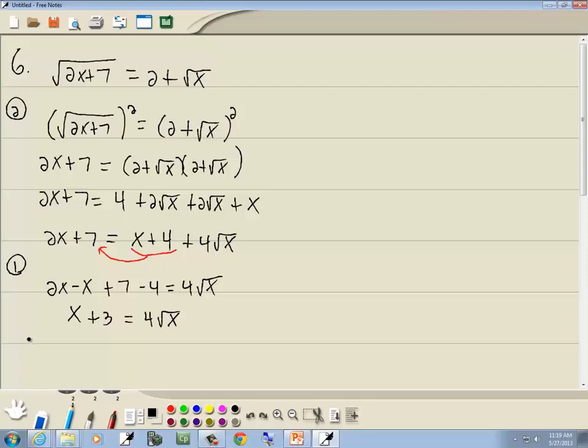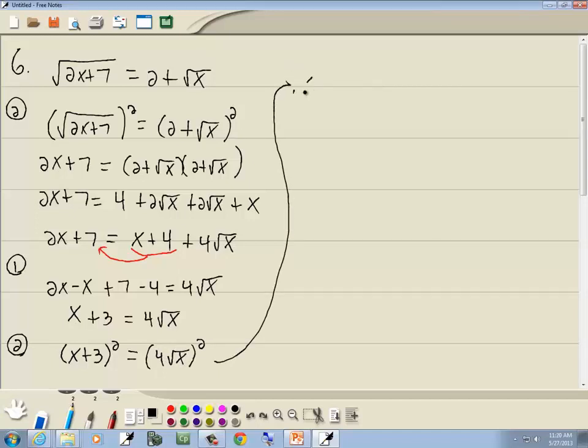Step 2 says raise both sides to a power equal to your index. Well, this is a square root, so there's no number in the little slot here, so it's by default 2, so I'll square both sides. So I got x plus 3 squared, and I got 4 square root of x squared. Now x plus 3 squared means x plus 3 times x plus 3.